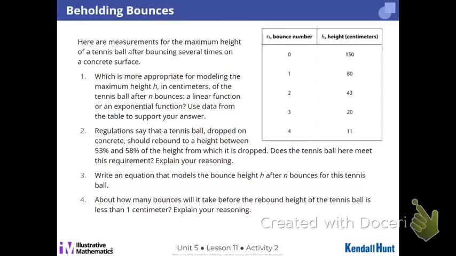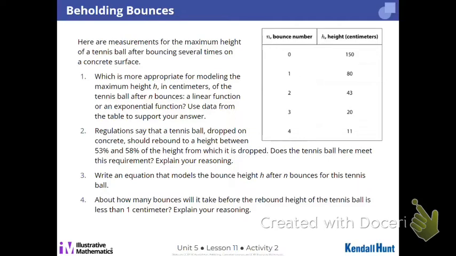This tennis ball is bouncing. I'm going to answer the questions. Is this relationship better modeled with a linear function or exponential function? You're going to justify that with data. Also, the tennis ball needs to bounce between 53 and 58% height. So you're going to say whether this tennis ball meets those requirements.